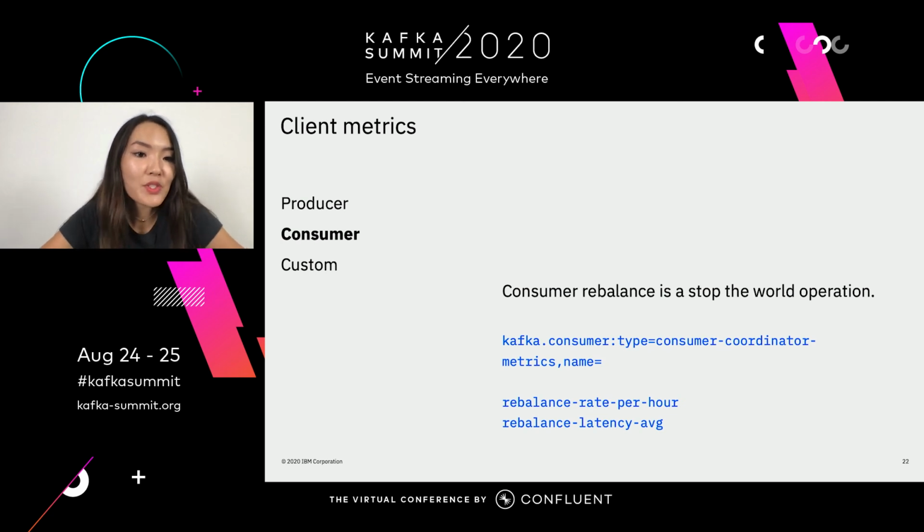Another important thing to watch out for with consumers is the consumer rebalance. If a consumer loses connection to the coordinator broker, that consumer will be taken out of the consumer group and all its assigned partitions will be reassigned to the other consumers. And that is a stop-the-world operation. That means none of your consumers can consume a message during that time. So you want to monitor how often rebalances are happening and how long they are taking.